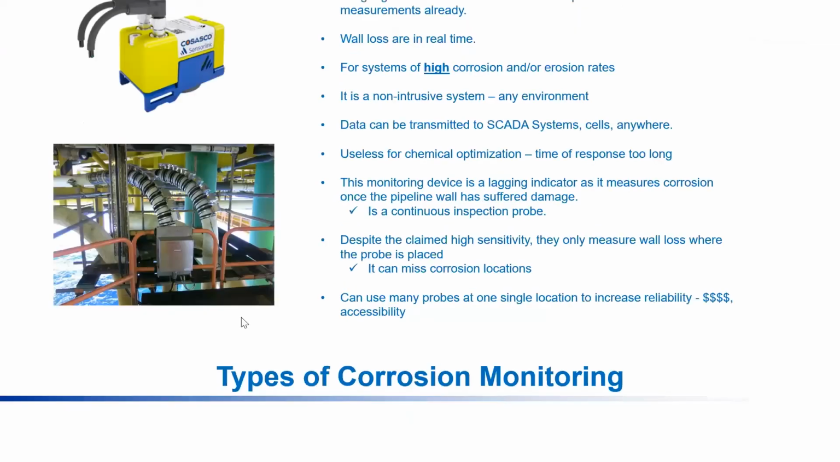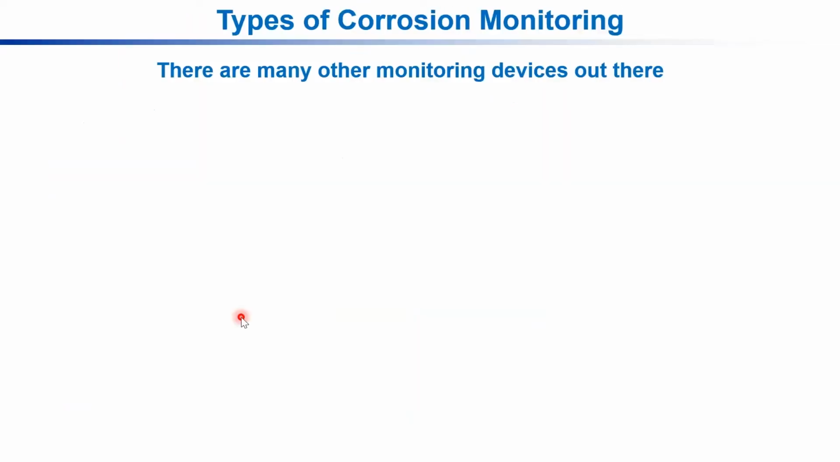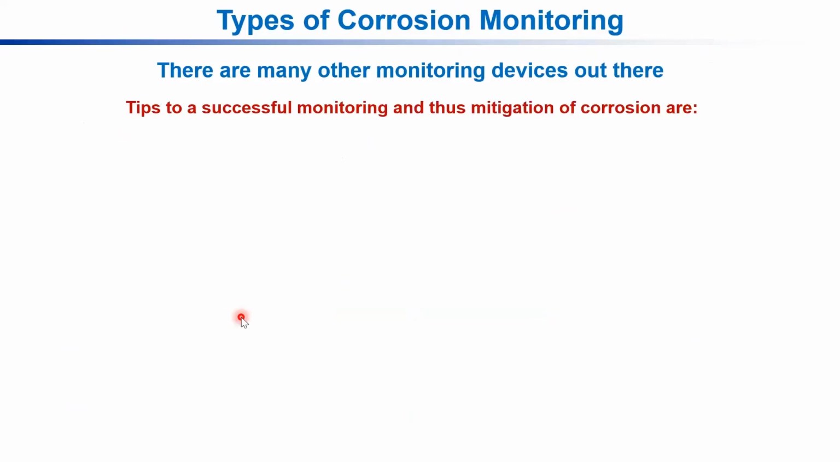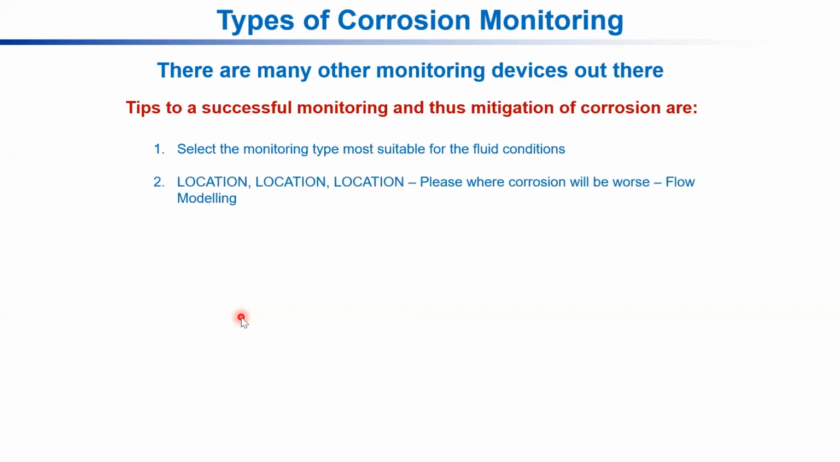So there are many other monitoring devices out there, many others that we have not talked about. Tips for successful monitoring and thus mitigation of corrosion are: select the monitoring type most suitable for your fluid condition. Don't expect that every monitoring is good for everything. It's got to be specific to your fluid condition. Location, location, location. Please put it where corrosion is worse. You want to be preventive. And for this, you may need flow modeling.